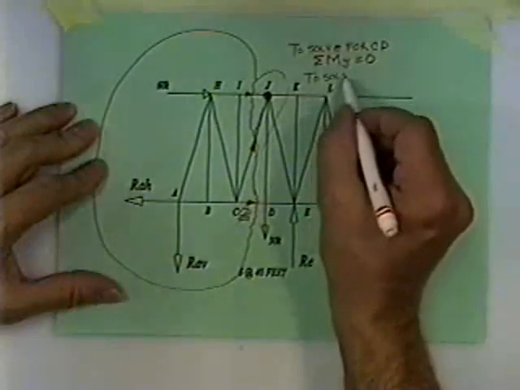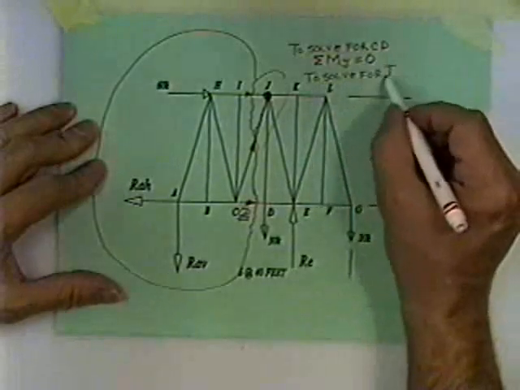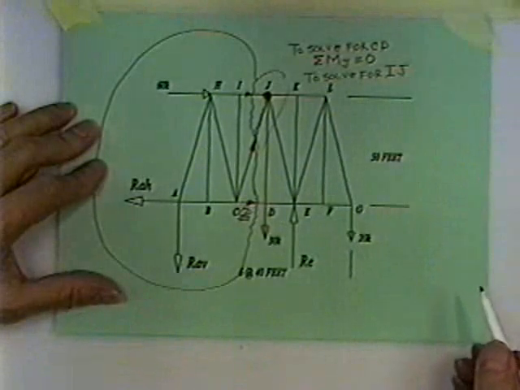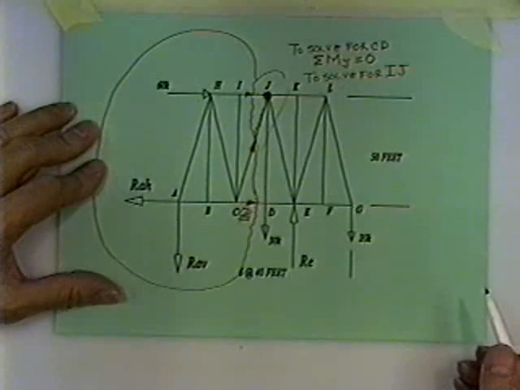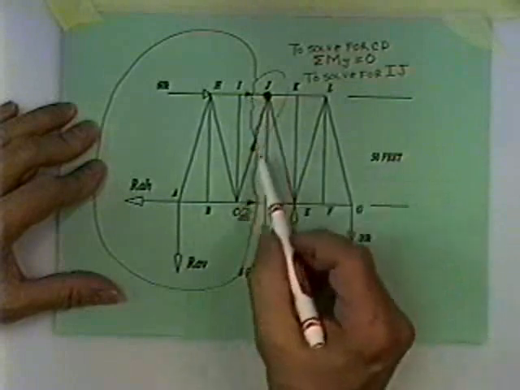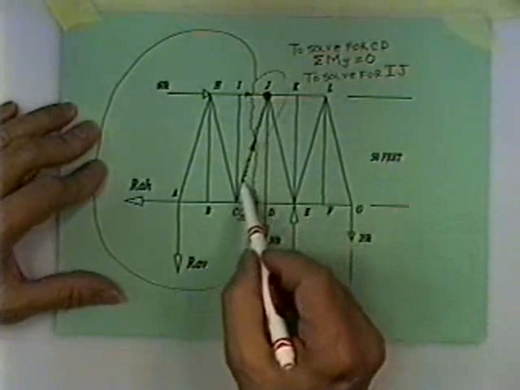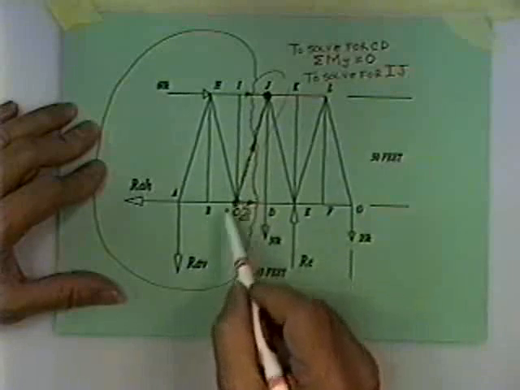To solve for IJ. I ask you to solve for IJ because I've obviously already got the free body drawn. What would I do, Chris? How would I solve for IJ? Sum moments around C. Excellent. You want IJ, you hate CD, you hate CJ, you follow them until they meet at a point, you sum moments about C.